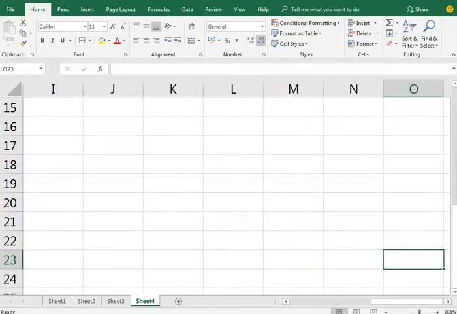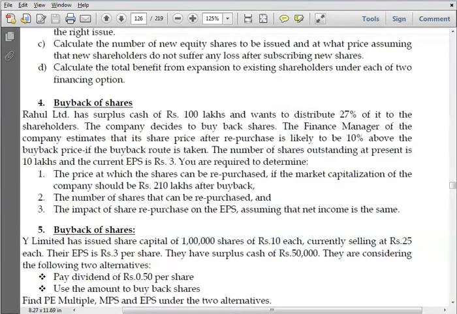Let's go to the last part of the question. Impact of the share repurchase on the EPS, assuming that net income is the same. Now please listen. EPS is equal to total earnings divided by number of shares. What is the current EPS the company is making? 3. So total earnings by number of shares, 3 is equal to total earnings by 10 lakhs. Total earnings will become 30 lakhs.